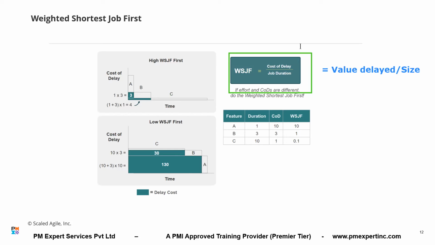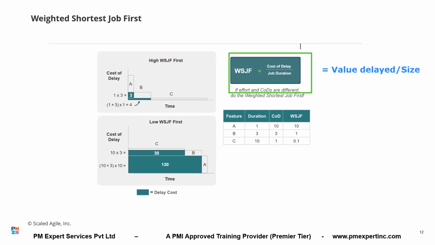So cost of delay actually is value delayed per unit time. The purpose of this technique is to let you know in advance, if you don't prioritize properly, you have to pay the price of it. So prioritization is very, very important. Now, cost of delay is like a value delayed per unit time. I'll explain it through some examples.